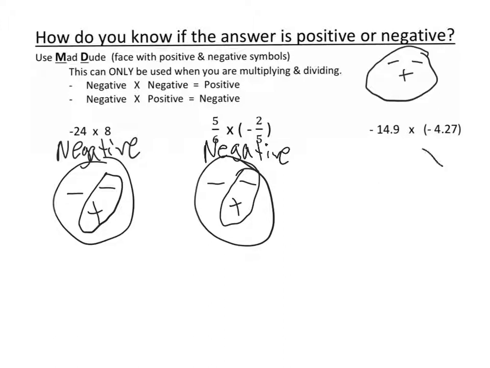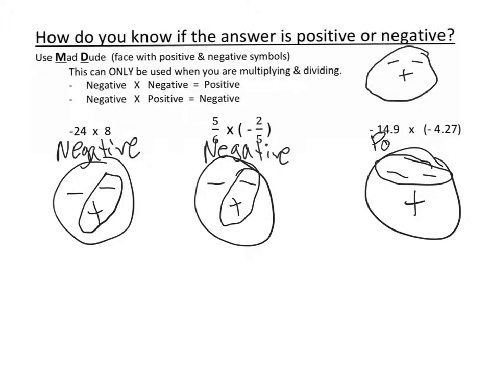Now on the last one, let's draw our MADDUDE. So the eyes are negatives, the nose is a plus. We are going to look. We have a negative with a negative. So those are the 2 things I'm going to circle. 2 negatives. Looks like he has a little mask on. So what are we left with here? That's a positive. So our answer is going to be positive.